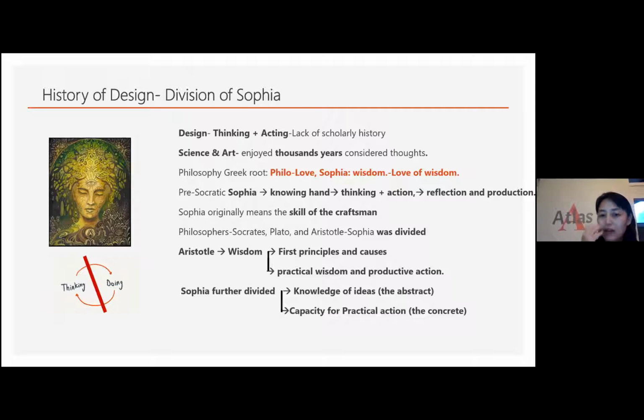But after Plato and Aristotle, they separated the first principle and the cause from practical wisdom and production action. Basically, they separated thinking and doing. And Sophia was further divided into the knowledge of ideas and the capacity for practical action.